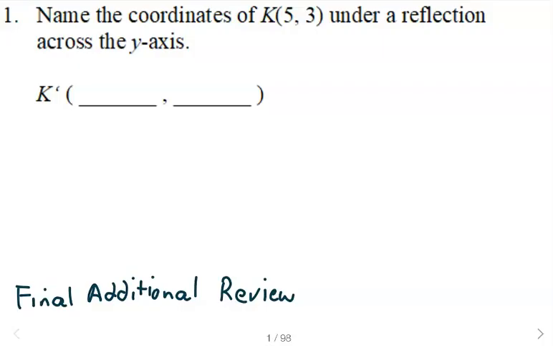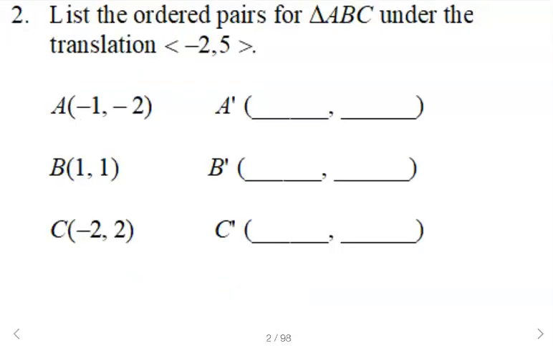on ScreenPal right now. All right, a reflection across the y-axis is going to change the sign on the x. So we'll have negative 5, 3. You could plot it and figure it out that way as well.